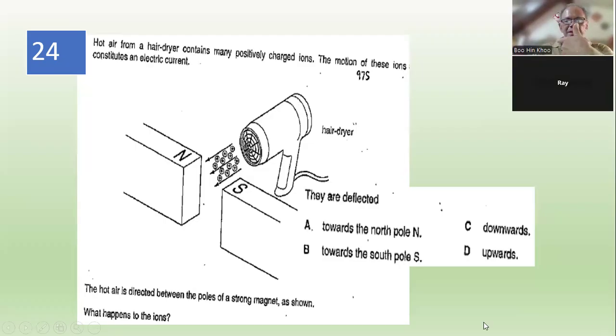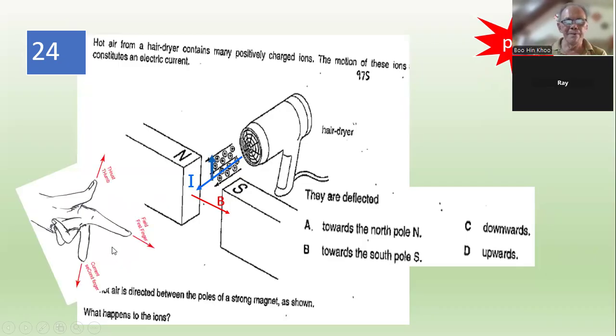The hot air, the current is coming out, the field is going from north to south. Right? The field is going there. What's the field? There's a current. The field is from north to south, so the force is only up or down. So you have to use Fleming's left-hand rule to determine. Okay? There's your field, north to south. Current is coming out. So force is down.